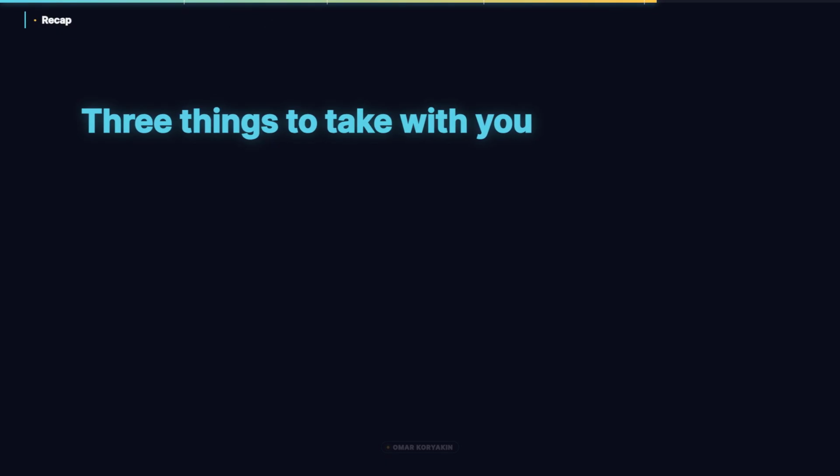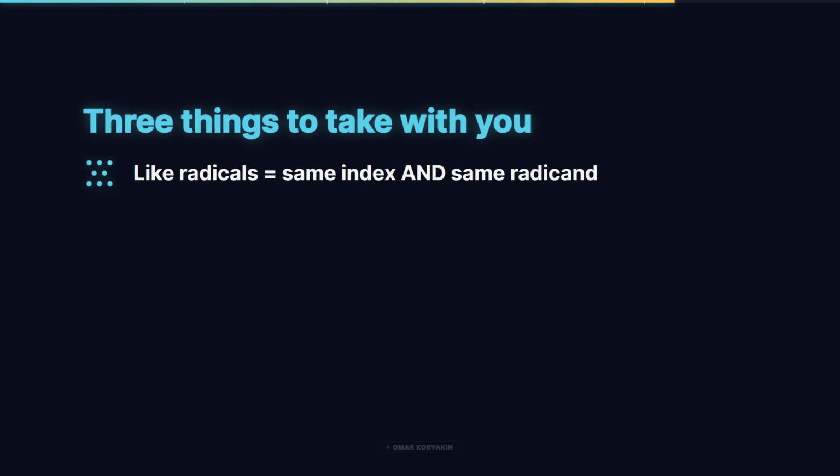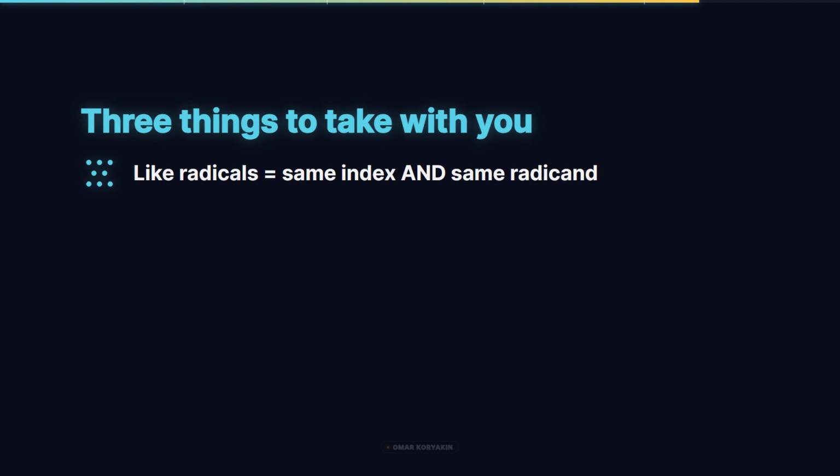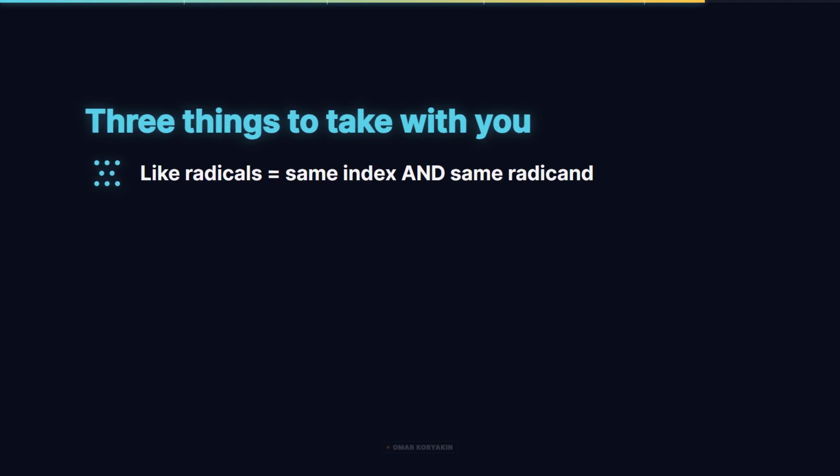3 takeaways for adding and subtracting radicals. They mirror the rules for combining like terms. Two radicals are alike only when both the index and the radicand match. Same index means both are square roots, both cube roots, etc. Same radicand means the same number under the radical. Mismatch on either side means the radicals are unlike and cannot combine.